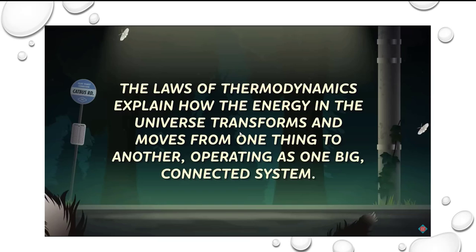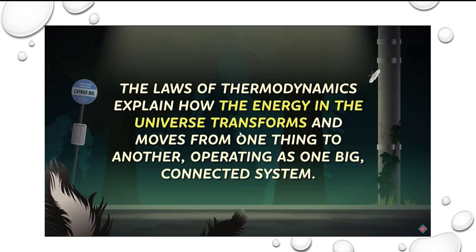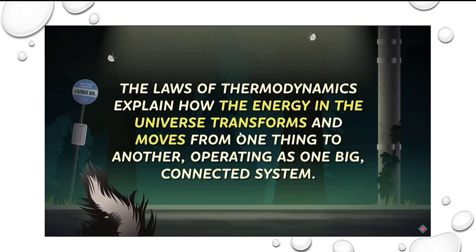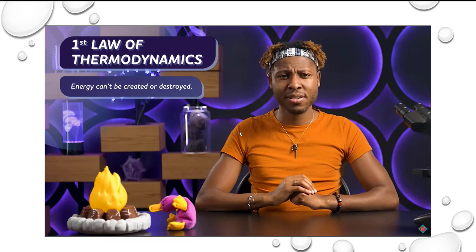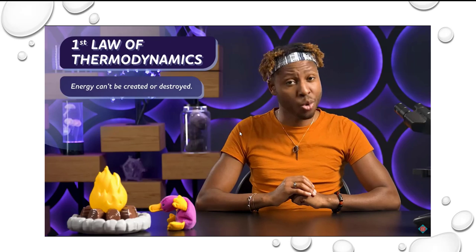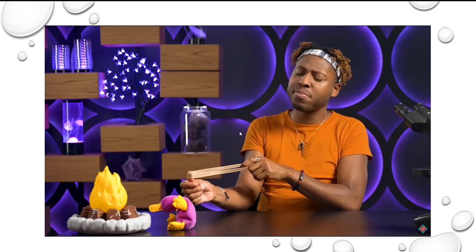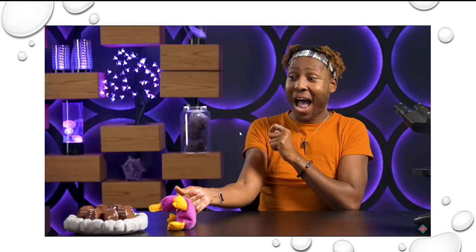Because the laws of thermodynamics explain how the energy in the universe transforms and moves from one thing to another, operating as one big connected system. So how does energy work? Well, the first law of thermodynamics is that energy can't be created or destroyed. Instead, it's transformed from one form to another, or transferred from one thing to another. Like this stretched rubber band knocking over this plastic campfire. It works! Did it break?